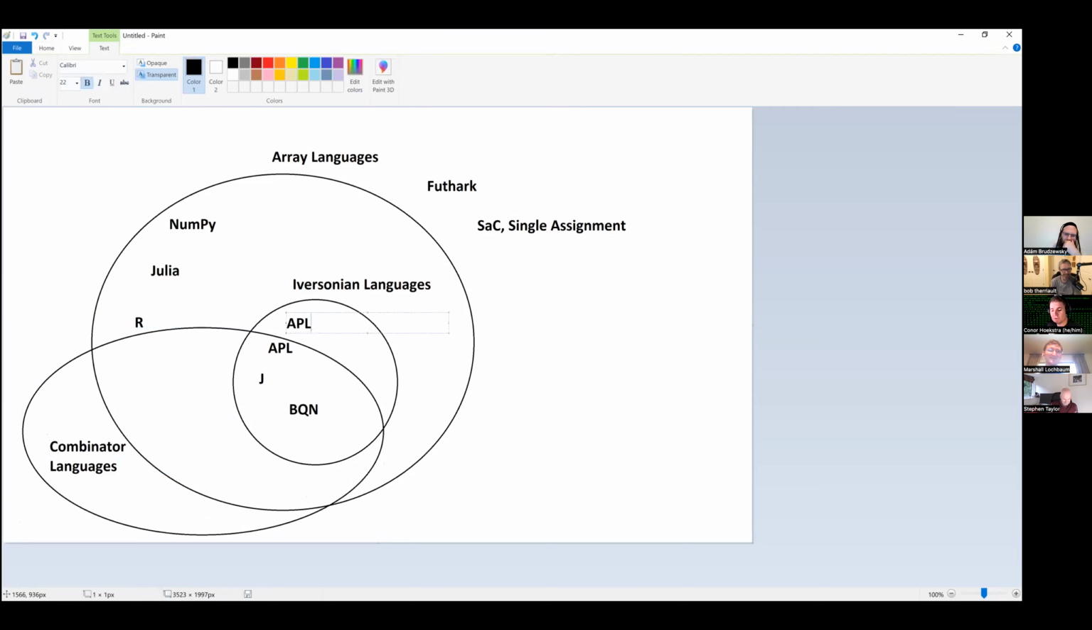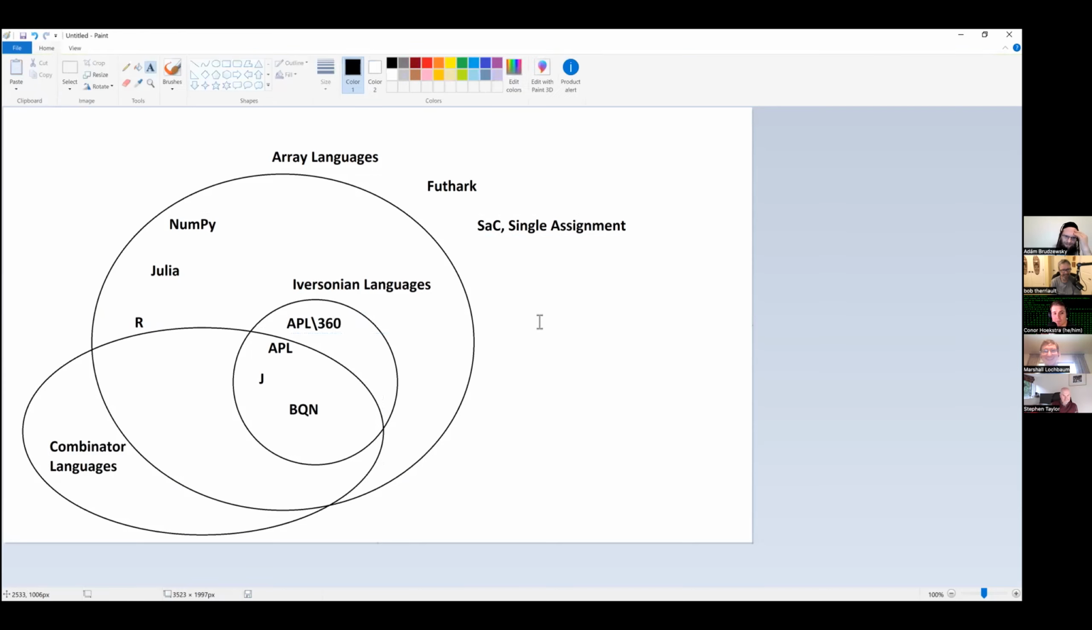Am I getting the slash the right way? No, backslash. Backslash? Yeah, that's very important. Also, APL should be in italics. That's all right. That's the problem with Paint, is I have a single stack of backspace undo, and so I have to go back 17 steps to fix this combinator languages. Admittedly, I should have done this in PowerPoint.